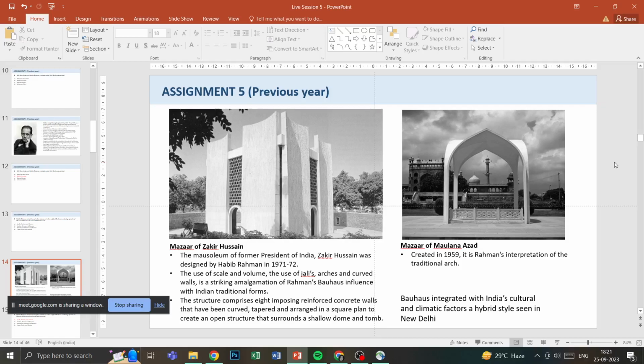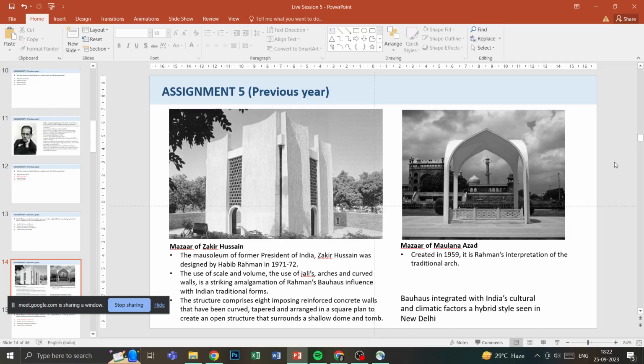The structure comprises 8 imposing reinforced concrete walls that have been curved, tapered and arranged in a square plan to create an open structure that surrounds a shallow dome and tomb. If you can see the walls in this image, they are all curved. So they are curved reinforced concrete walls and they are tapered and arranged in a square plan. Then if you look at the Mazar of Maulana Azad, it was created in 1959, and this Mazar was Habib Rahman's interpretation of the traditional arch.